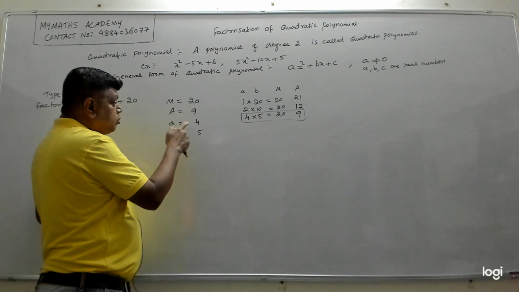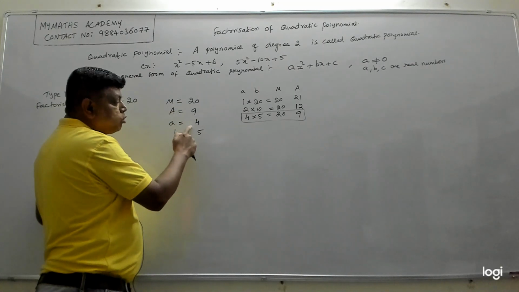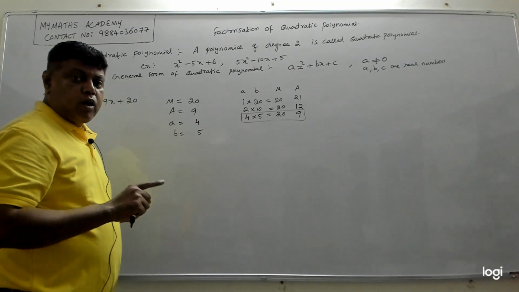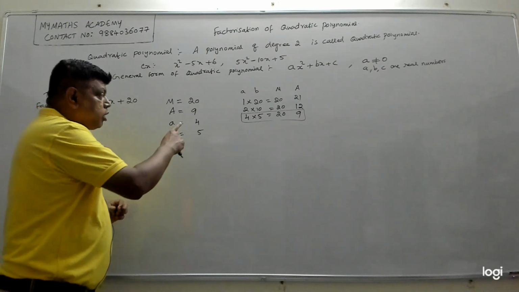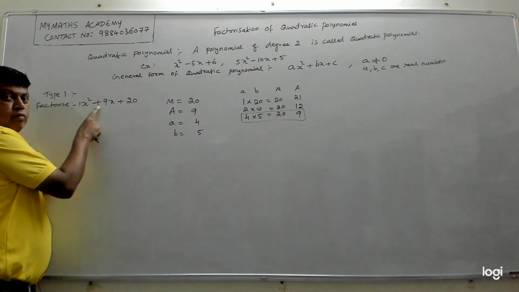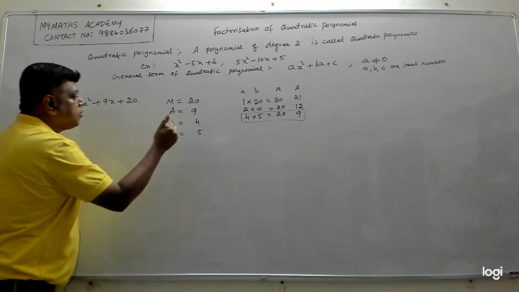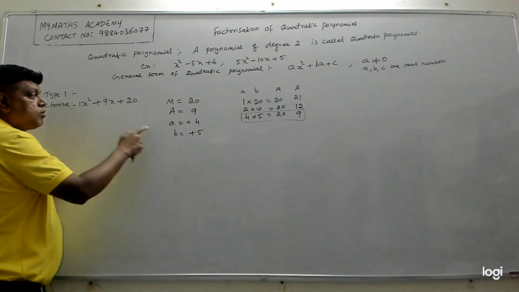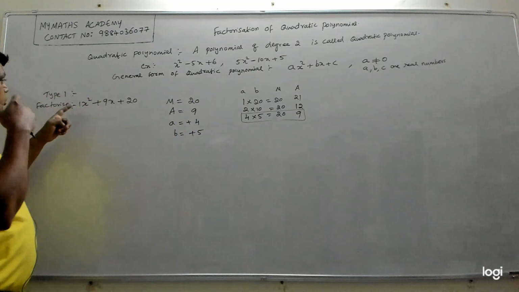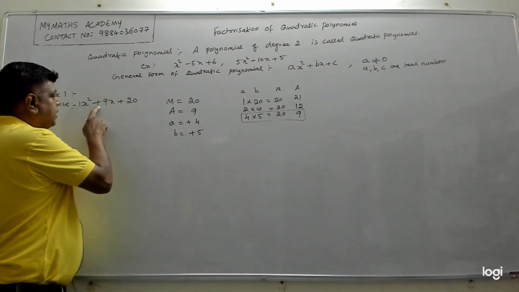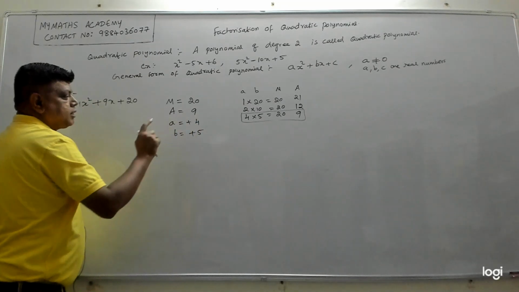In addition case, both these numbers will be positive or both these numbers will be negative. Now to find whether both are positive or both are negative, we need to check this sign. If this sign is plus, both will become plus. Suppose if this sign was negative, both will become negative. That we will do in type 2. So since this is plus, both the numbers will be plus.